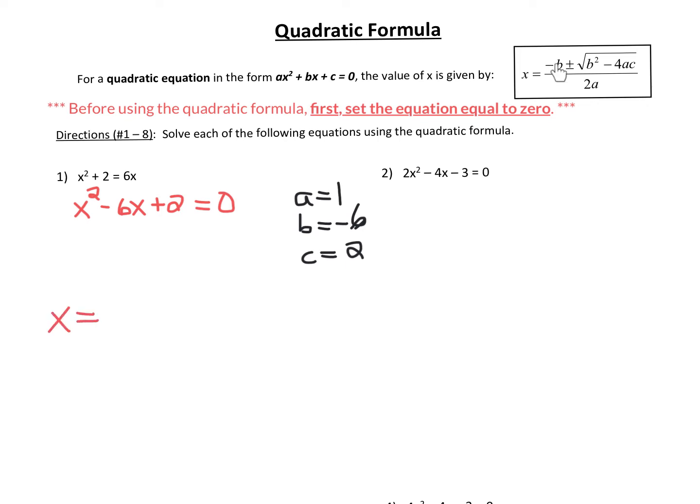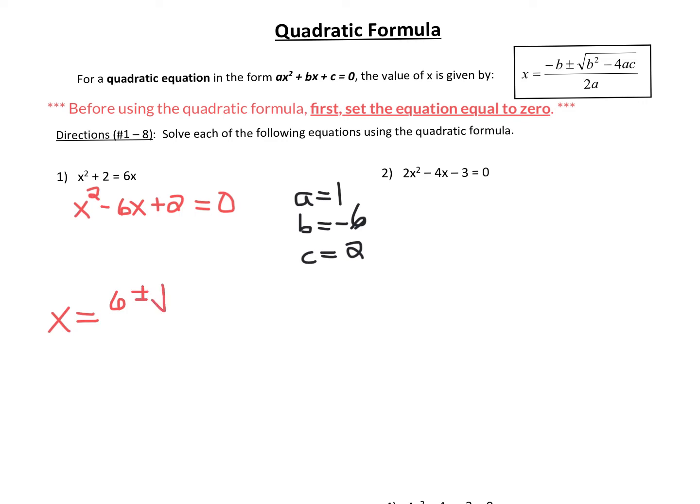Okay, so it starts off here with negative b. Now let's think about it. Negative 6 would be positive 6. So I'm just going to jump into writing positive 6. If you want to write negative 6, you can, but I like to just write positive 6. Okay, so now we see we have plus and minus, so I'm going to write plus and minus.